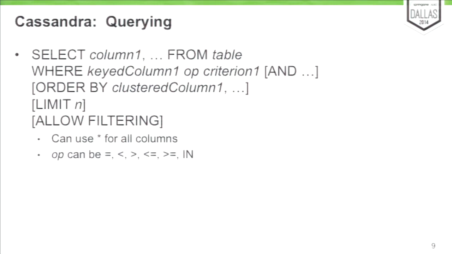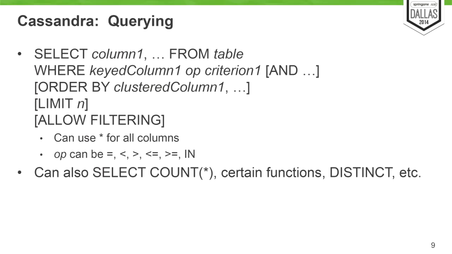You want to explicitly list the columns because it's an extra query server side to figure out which columns there are and then return those. I don't know what the performance impact is on that in CQL. I can't imagine it's much. The operators are what you would expect. You can also select count for things and distinct as well.